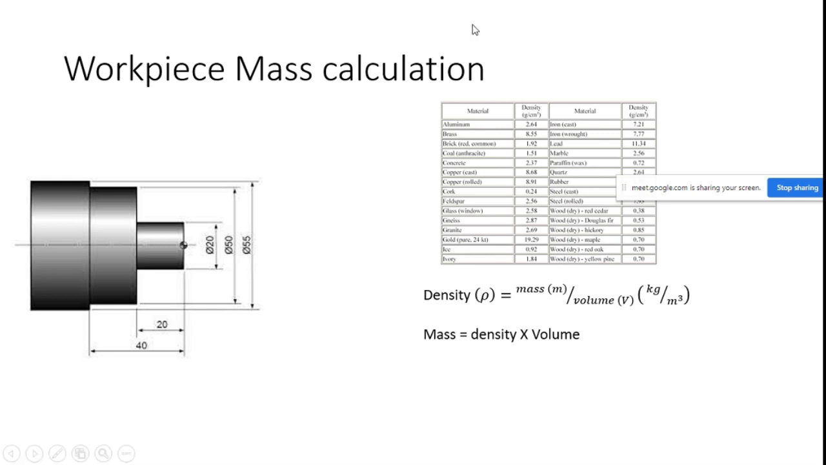So from this diagram we can easily identify the volume of that component. After that, this material is aluminum, and the density of aluminum is 2.64 gram per centimeter cube. From this we know the density of the aluminum material. So with the volume and the density, we can identify the mass value. If I get the mass, I can convert that into weight. With 9.81, the acceleration due to gravity, I can get the weight value from the mass value.